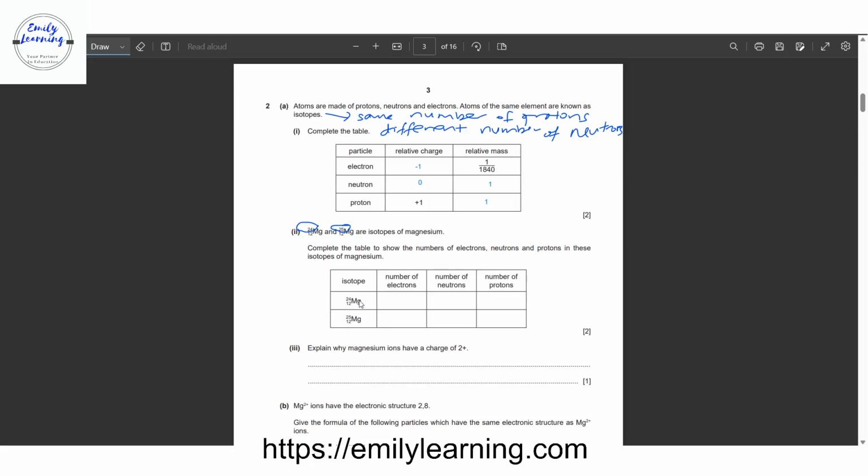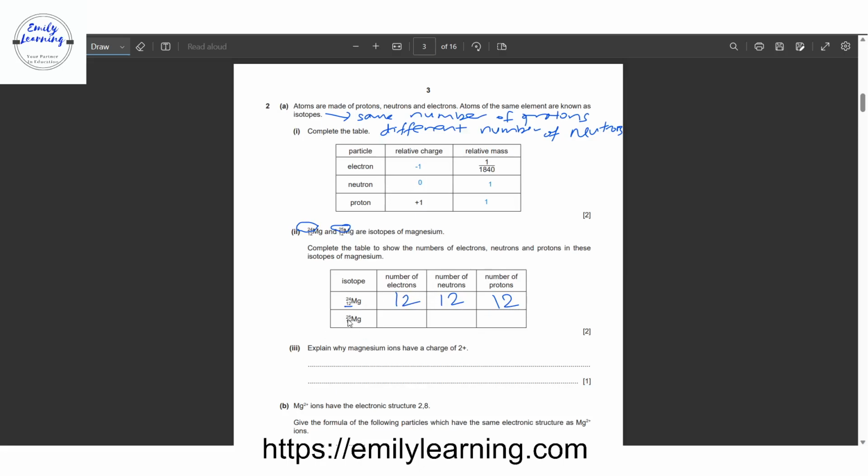So in magnesium 24, we know that the number of protons is 12 because the number at the bottom gives the number of protons. To find the number of neutrons, you will take the top number, which is 24, minus the bottom number. So 24 minus 12 is 12. The number of electrons is equal to the number of protons for an atom, so it will be 12 as well.